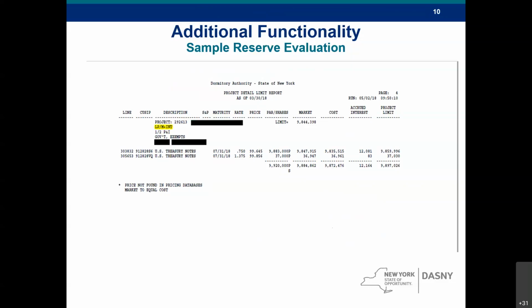Highlighted in yellow is the valuation method for the report, lower of par or market plus accrued interest. There are multiple valuation methods. Here are a few more. Lower of cost or par plus accrued interest, market value plus accrued interest, lower of par or market plus accrued interest, and last cost plus accrued interest.